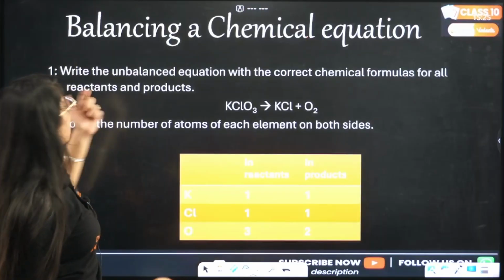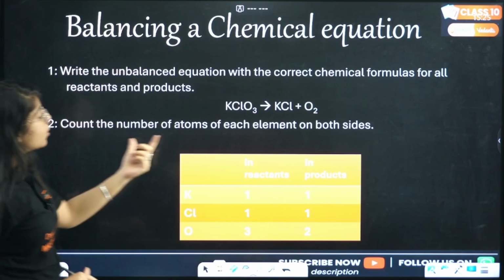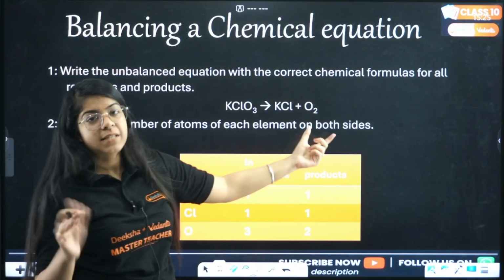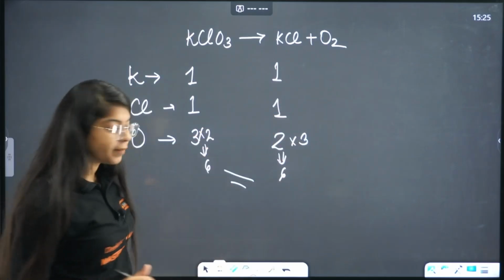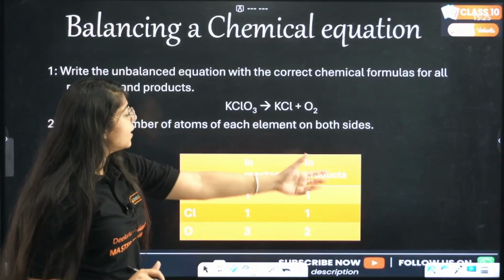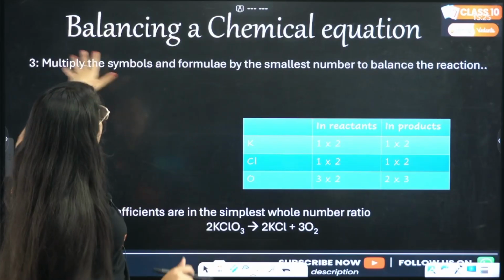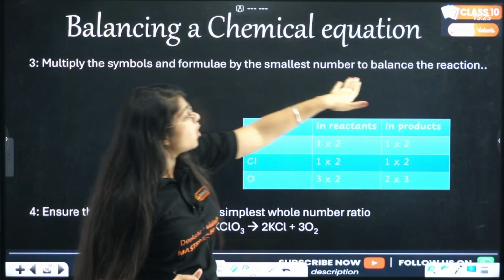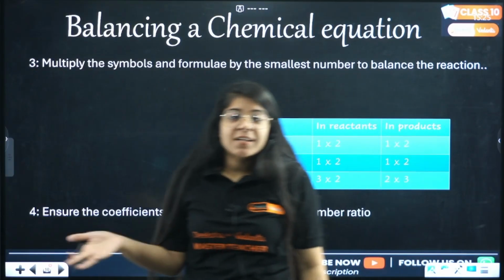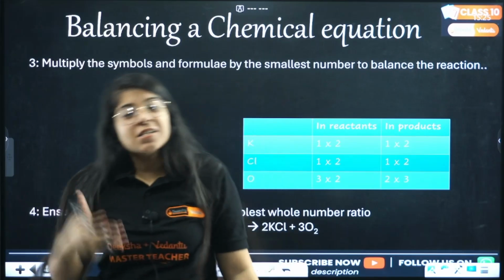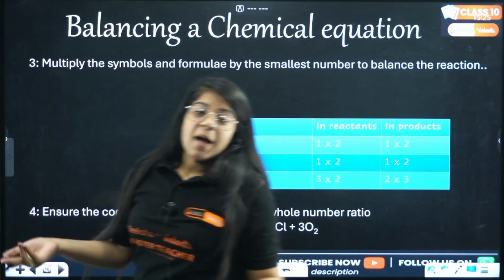Now see what they are asking us to do. Write the unbalanced equation. We wrote the unbalanced equation. Then they're asking to count the number of atoms of each element on both sides. That we did, on the reactant and product side. Then we have to balance them. Now multiply the symbols and formula by the smallest number to balance the reaction. Multiplying 3 with 1 is simply 3, so the next smallest is 2. So we multiplied 3 with 2, 2 with 3, and then they are balanced.